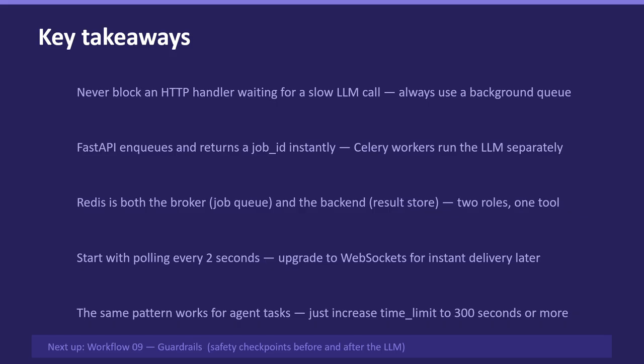1 tool, 2 purposes. Start with polling every 2 seconds. It is simple and reliable. Upgrade to WebSockets when you want results delivered in under 1 second of completion. The same pattern works for agent tasks from Video 7. Just increase time limit to 300 seconds or more, and include a log of every tool call in the result.